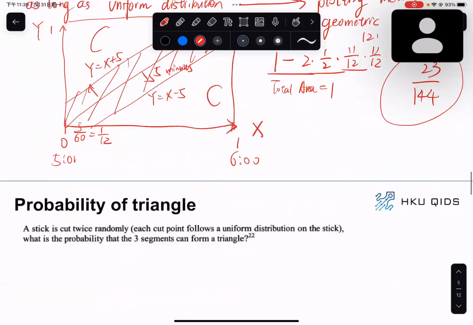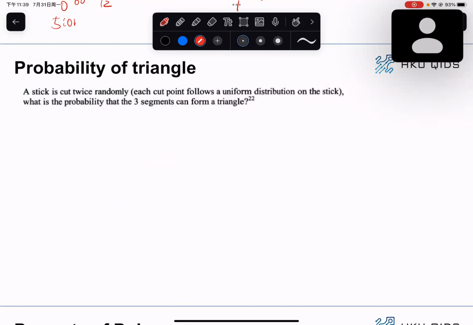So for the next question, it's the same. As long as it is related with a uniform distribution, you can always solve this problem by the plotting method. Okay, by the plotting method. We do not need to take any integration. So a stick is cut twice randomly, where each cut point follows a uniform distribution. What's the probability that the three segments can form a triangle?